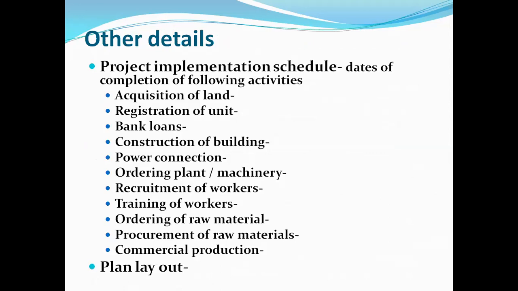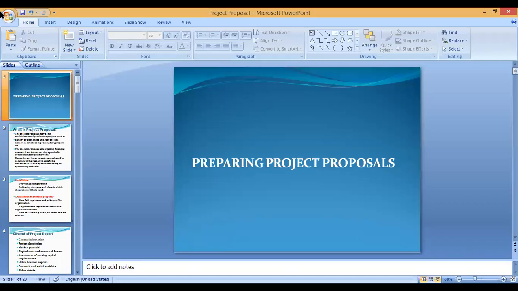Rest of the details: acquisition, registration, bank loan, construction of building, power connection. Actually, as you start your work, these will be some of the steps: recruitment, training, ordering, procurement, and commercial production. That is actually the journey of production of any product. So that is all about the project proposal and the financial aspects.